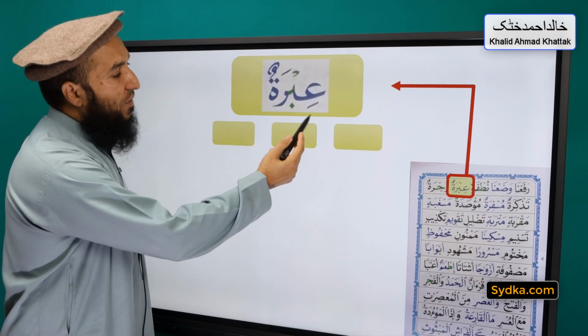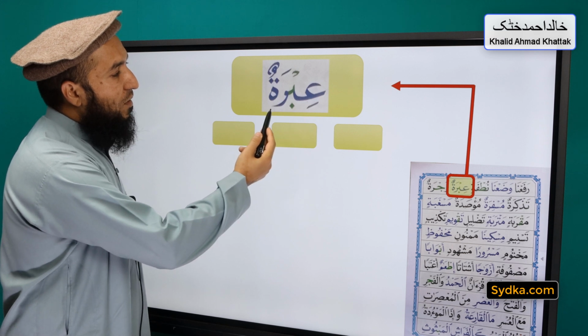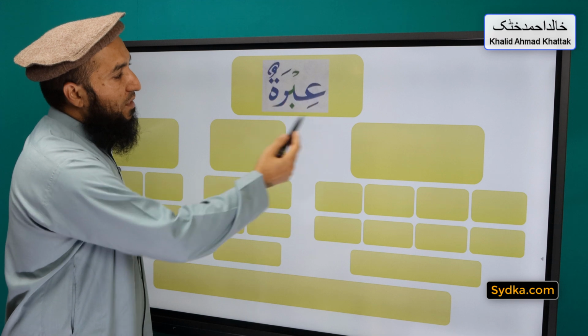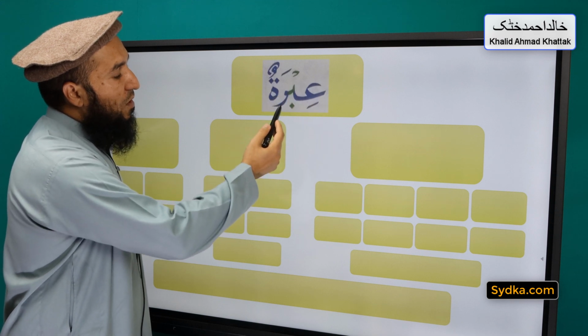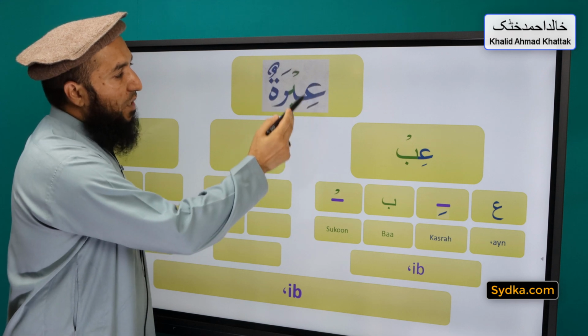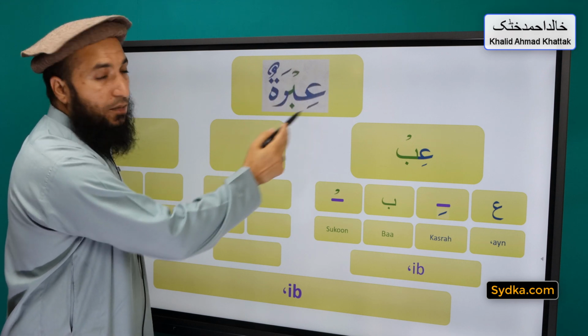The next word we have is ibaratun, and it can be divided into three syllables. The first one is ib, the second one is ra, and the third one is tun. So the first syllable we have is ayn kasra ba sukoon ib.